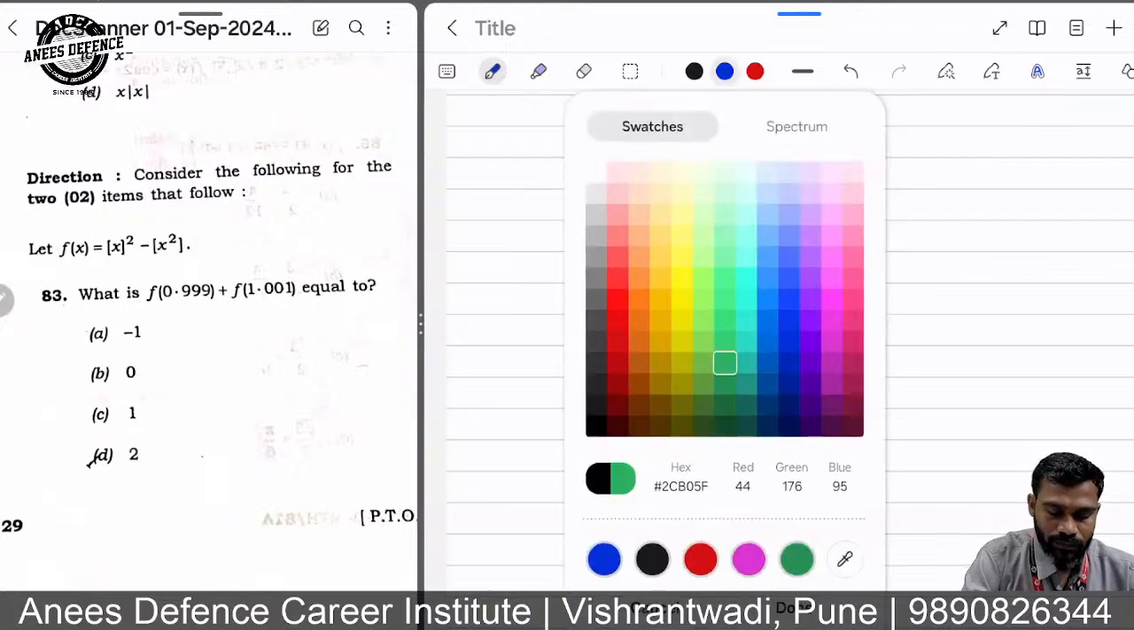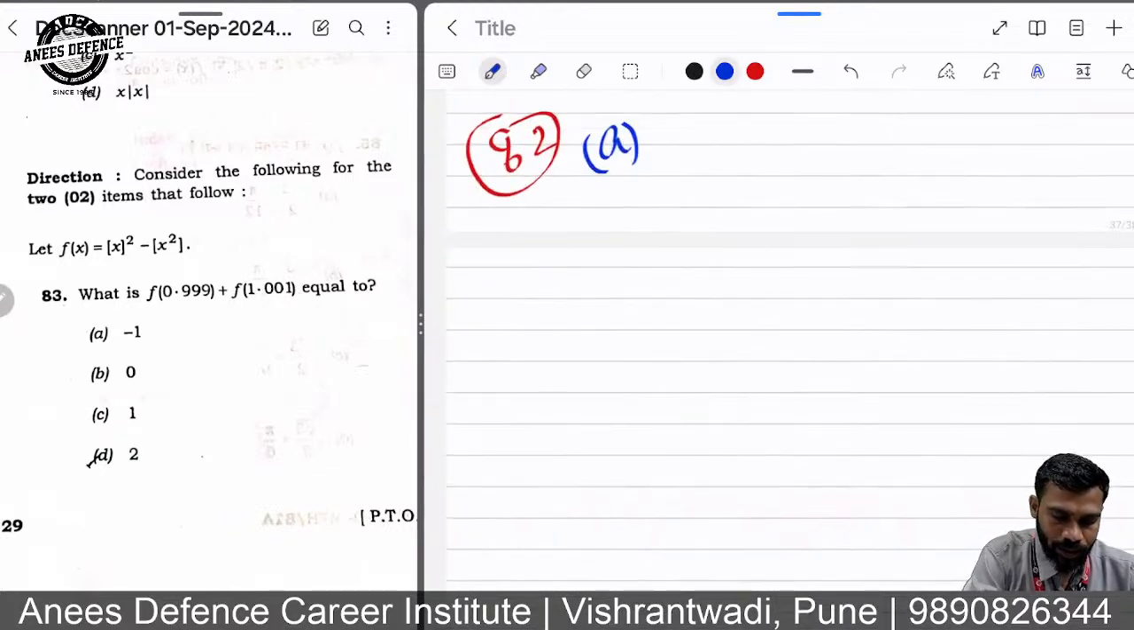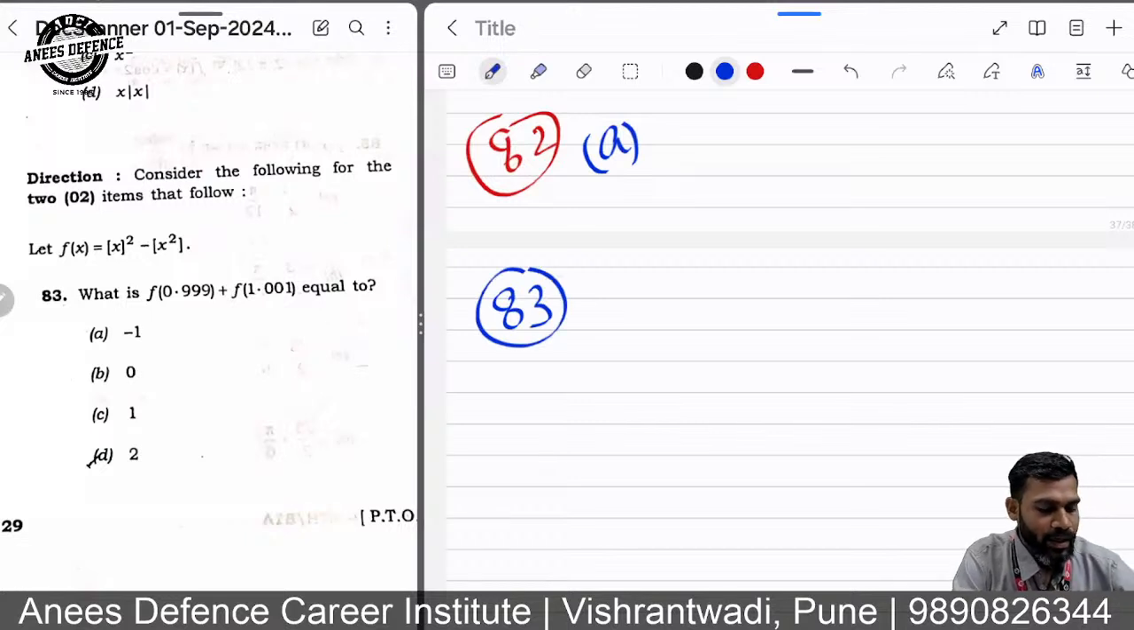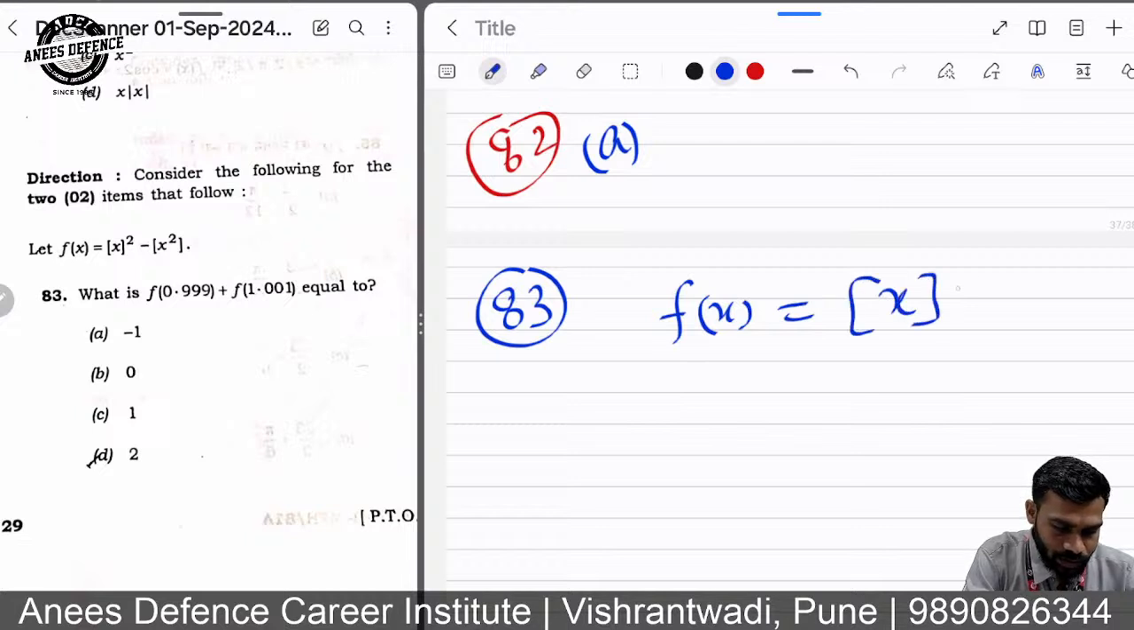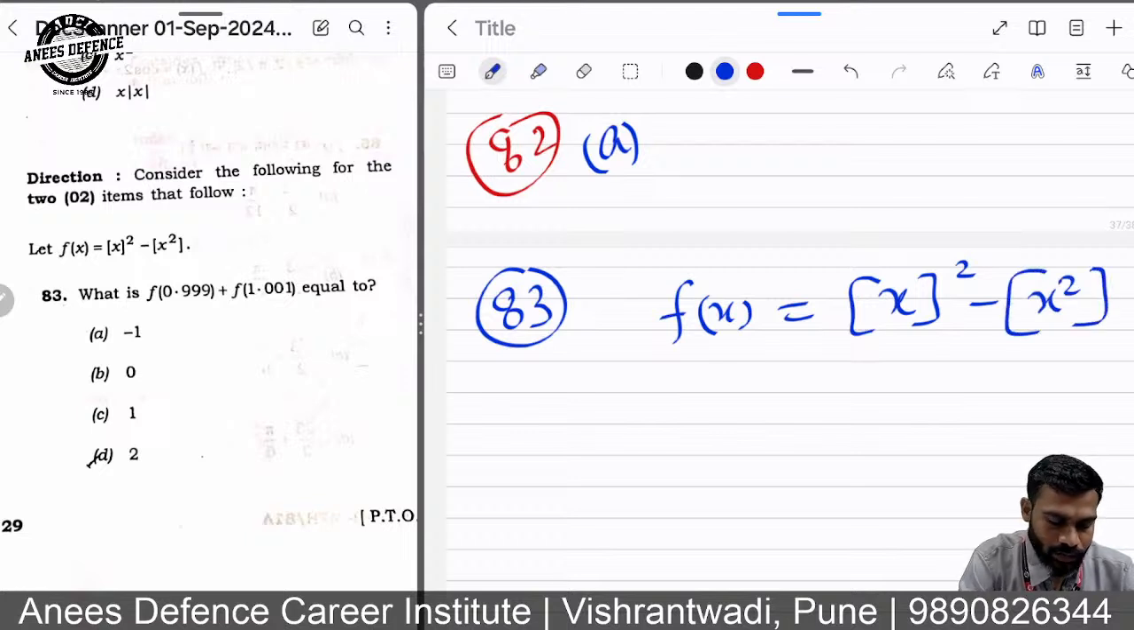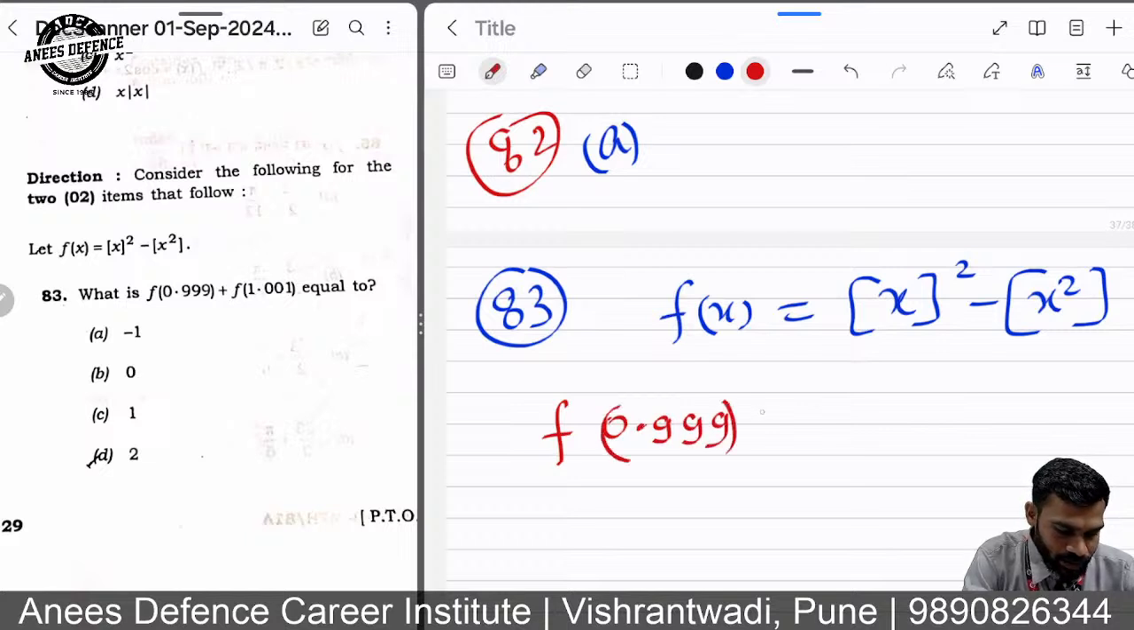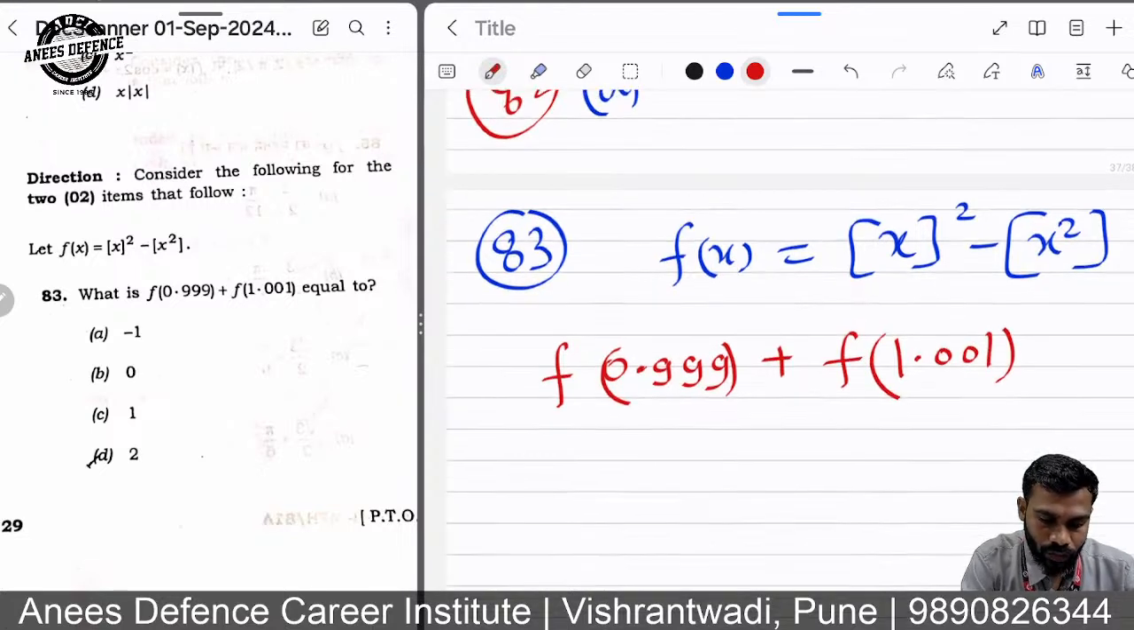Now, question number 83. See here. What is there in the question? We have got a function f of x is equal to GIF of x whole square minus x square GIF of x square. Now, we need to find out the value of f of 0.999 plus f of 1.001, right? Now, we need to find out the value of this, right?